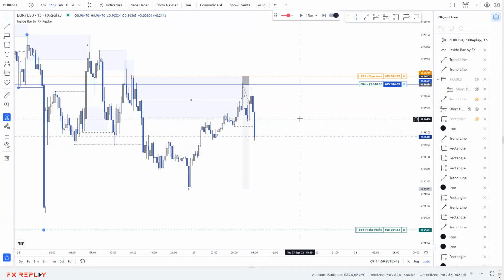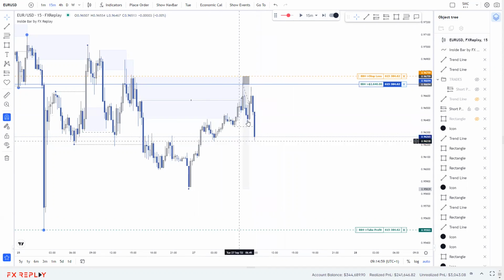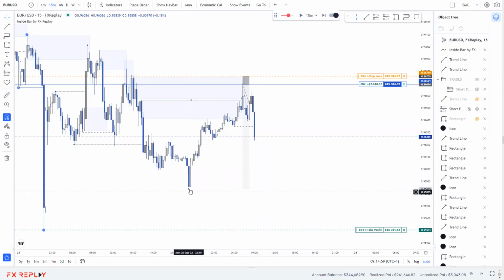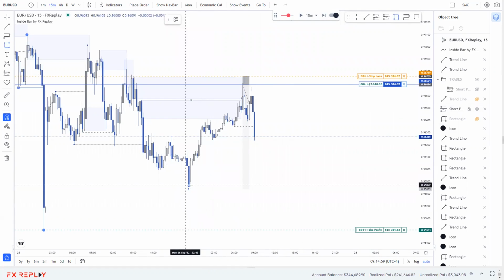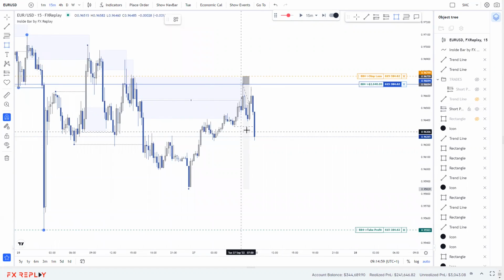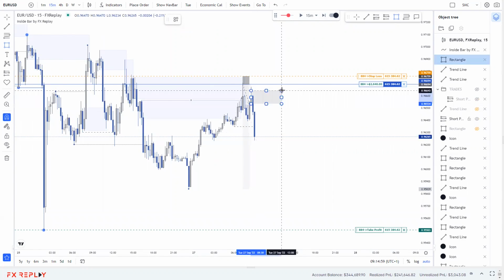We can possibly look for some more setups, because what does a change of character signal to us? Well, it signals that our internal pullback, which obviously started from down here, and we've come up into that supply zone, is likely over. So now we've got even more confluence that we're ready to target our internal low and also possibly our swing low. So we can mark out our M15 flip supply zone here.